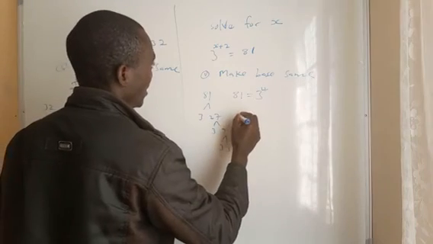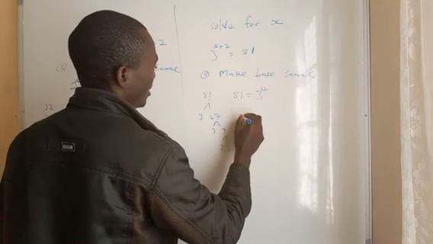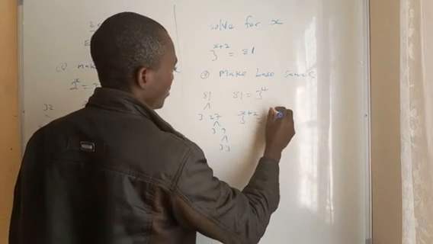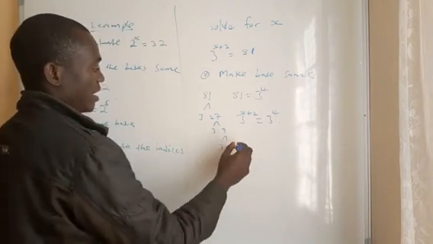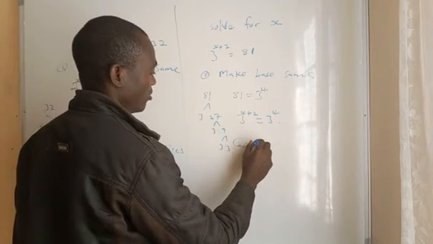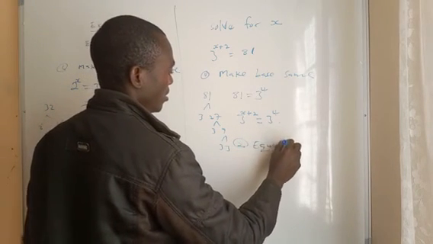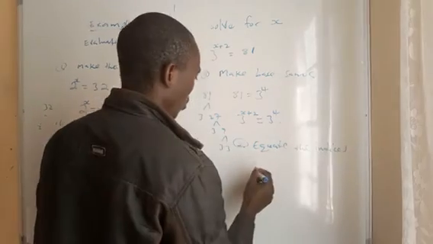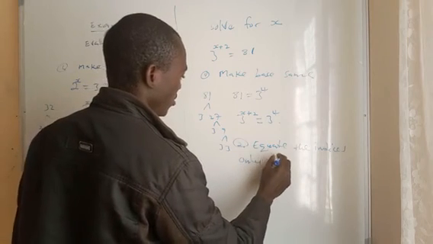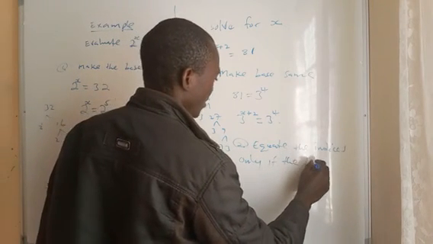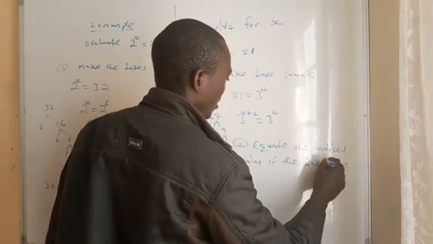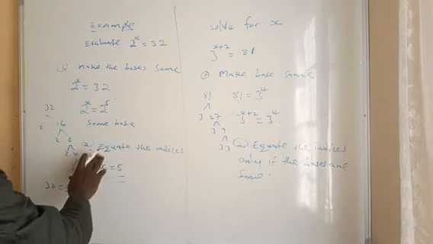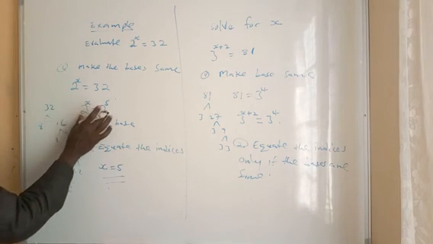So we bring it there: 3 power x plus 2 is equal to 3 power 4. Number 2, what did I say? I said equate the indices only if the bases are the same. Kindly note this. You only equate the indices if the bases are the same.